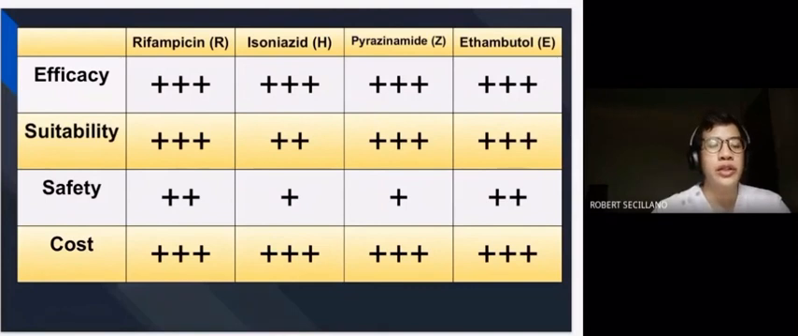For the cost, all of these drugs are free according to National TB Program guidelines. So the patient should be enrolled with the treatment, and it will be given to the patient for free.